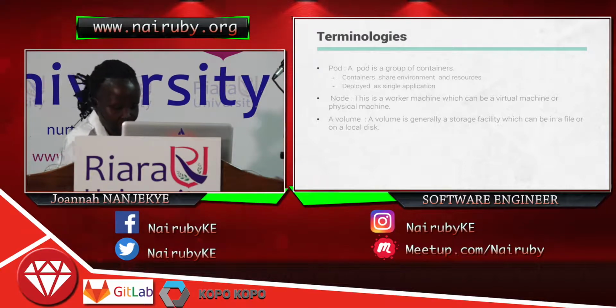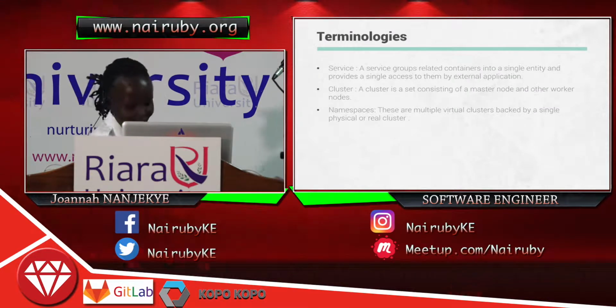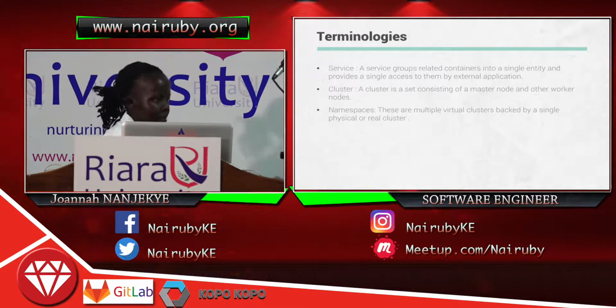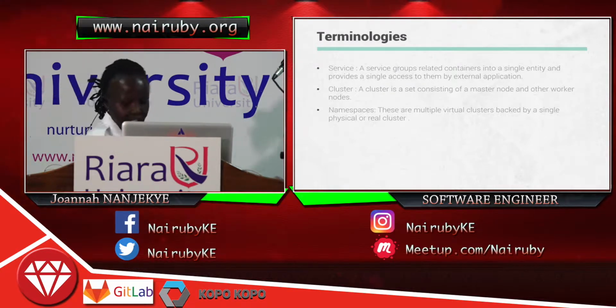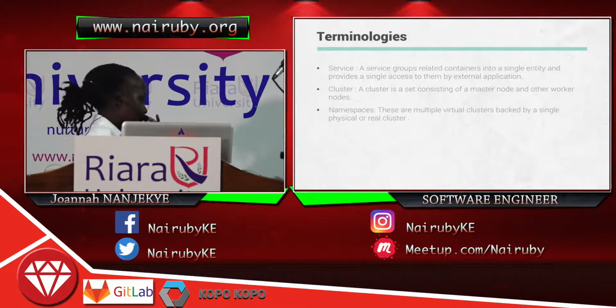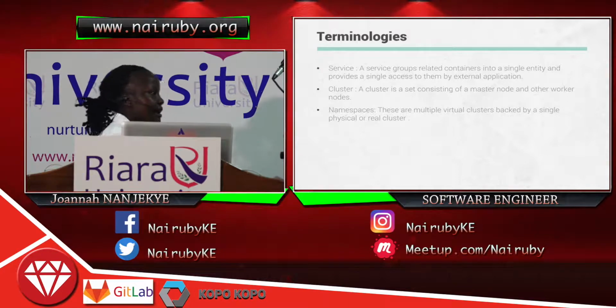Then we have a concept they will call a service. A service groups related containers into a single entity, and we provide a single access to all those containers to the external world. So the external world thinks it's accessing one application, but at the back we're having like 16 separate applications, but to the external world, they're actually seeing one single point of access.